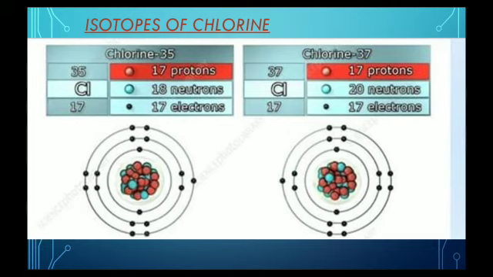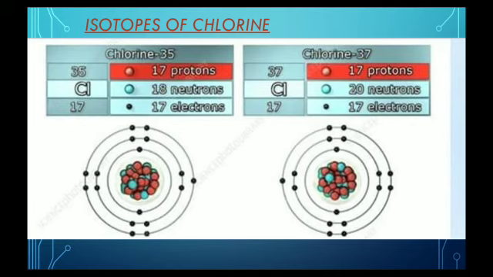An atom of chlorine 35 has 17 protons and 18 neutrons, which makes the mass number 35. An atom of Cl37 has 17 protons and 20 neutrons. Okay, Cl35 occurs in nature about 75% and chlorine 37 about 25%. So Cl35, that's why we take it in the periodic table. In the periodic table we write the mass number of chlorine as 35.